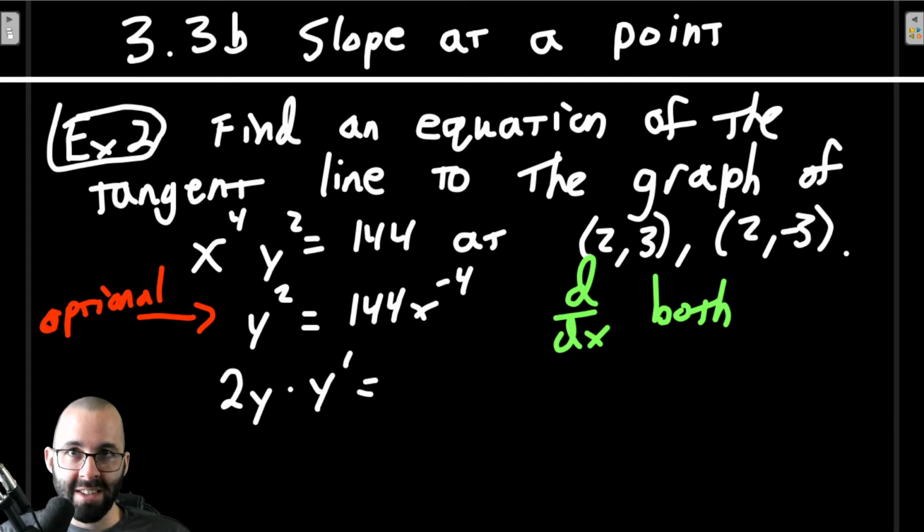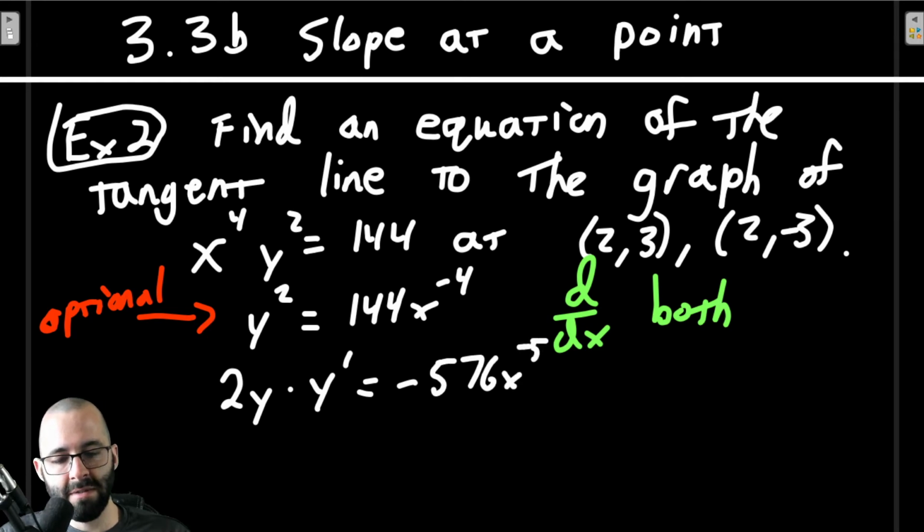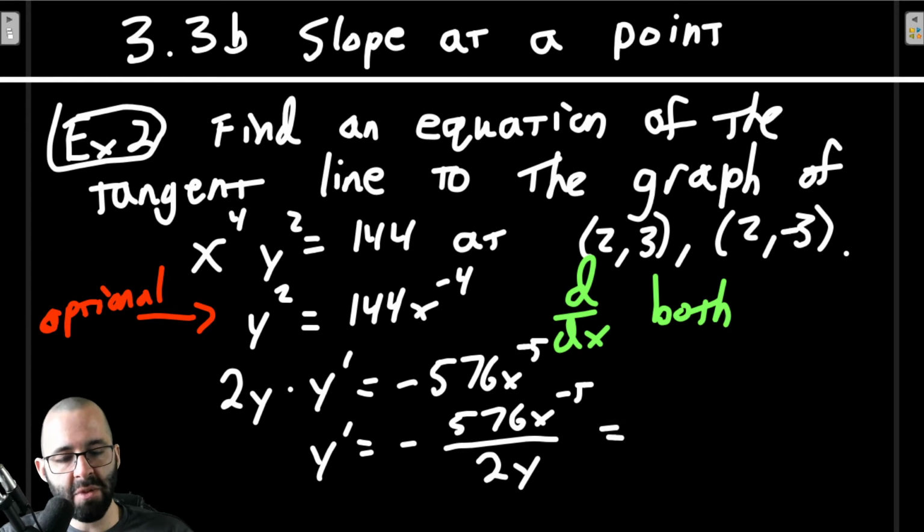400 plus 160 is 560. 576, I think. And subtract one from the power. Now to solve for y prime, we just divide both sides by 2y. -576 x to the -5, divided by 2y, which can be simplified a little bit more, right?